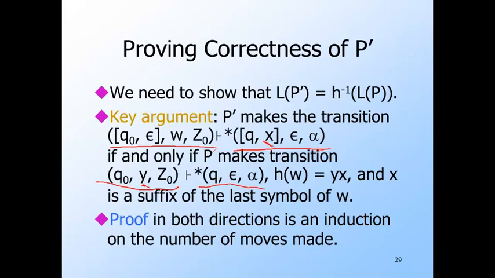Once we have that, we can restrict it to the case where x is empty and q is a final state. It then says that P prime accepts w if and only if P accepts h of w. That is, the language of P prime is h inverse of the language of P.